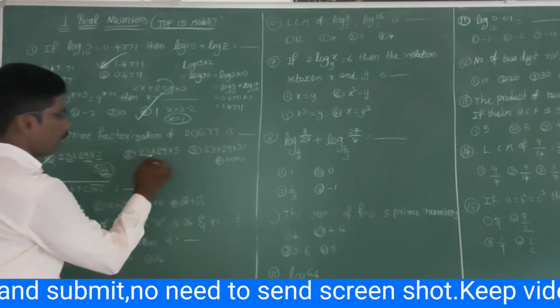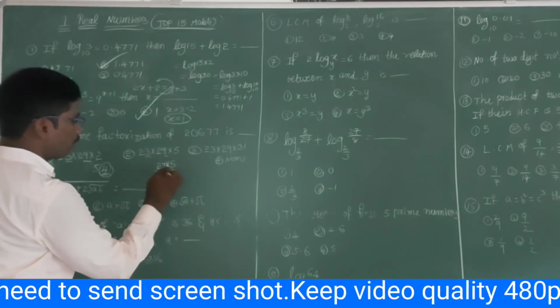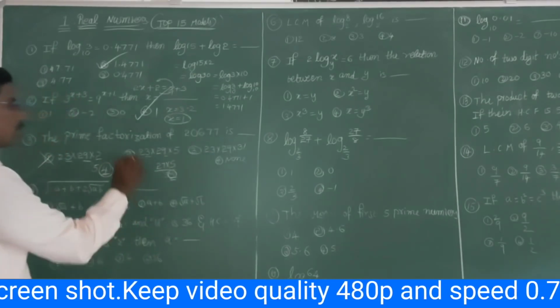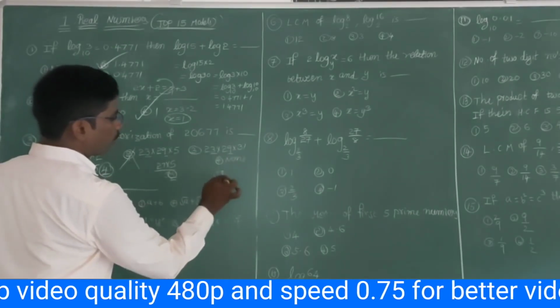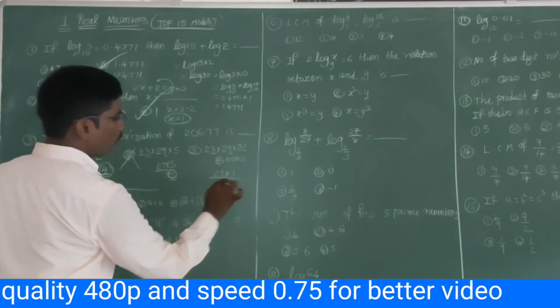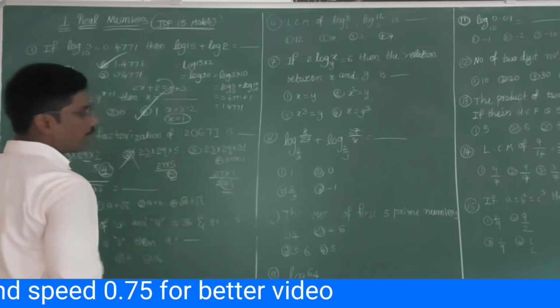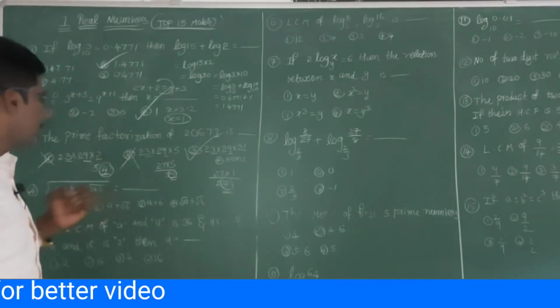Next, 9 3s are 27, and 5s are, 5 7s are 35. So here the units place is 5, but here it is 7. So this is also a wrong answer. Next, 3 9s are 27, 27 1s are 27. So here the units place is 7. So this is the right answer. So the third option is the right answer. Like that, by options we can easily check the answers.